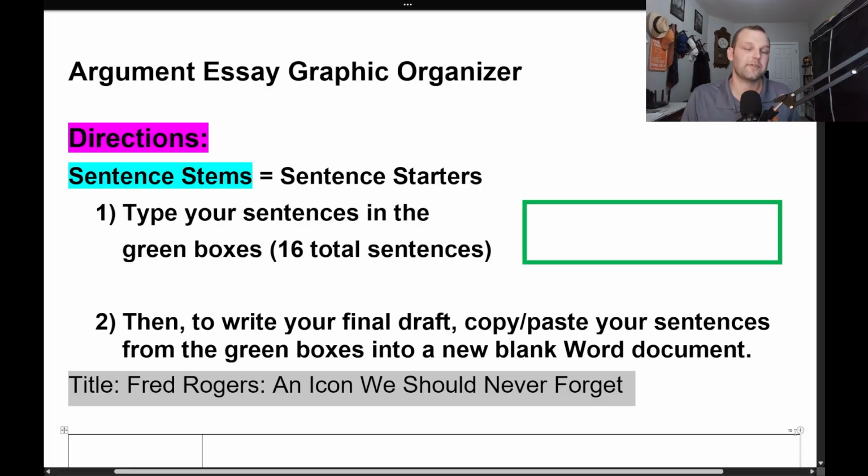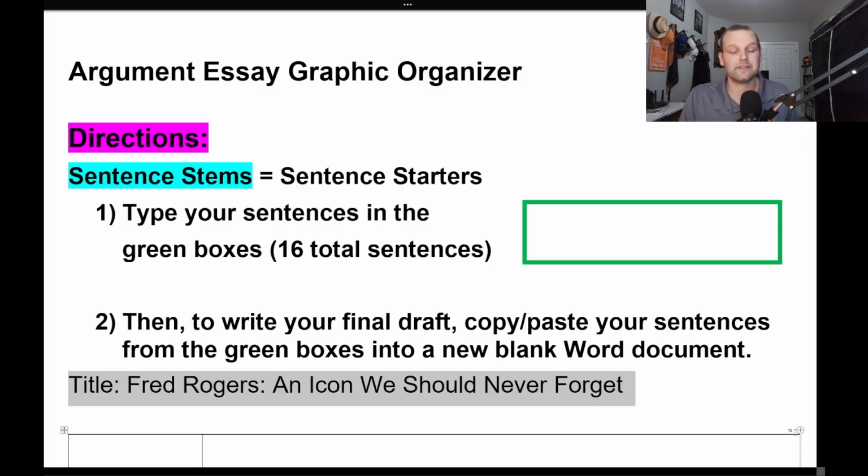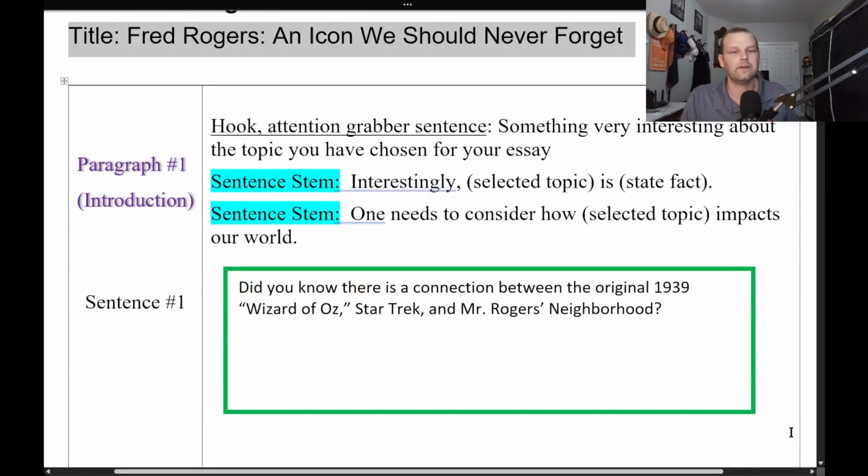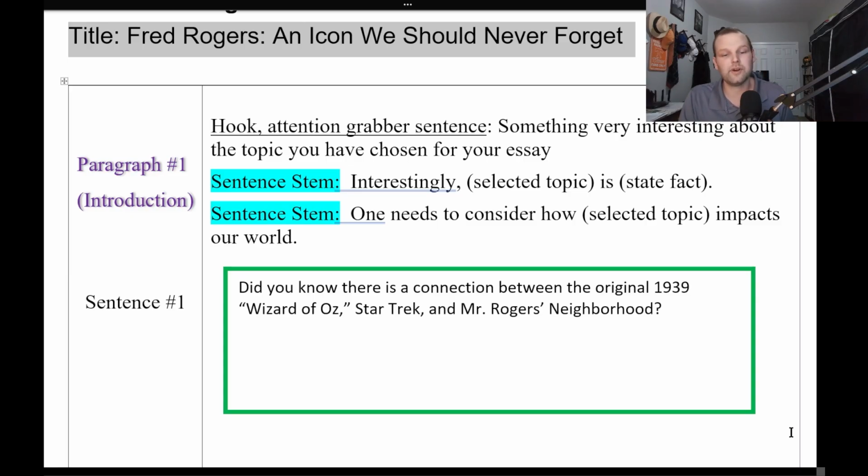Argument essay graphic organizer example. In this example, I wrote about Fred Rogers, an icon we should never forget. Hook or attention grabber sentence for our introduction paragraph. We really need to grab the reader's attention here. Did you know there's a connection between the original 1939 Wizard of Oz, Star Trek, and Mr. Rogers' Neighborhood? Wow, that really grabs my attention. I would like to read the rest of this essay now.